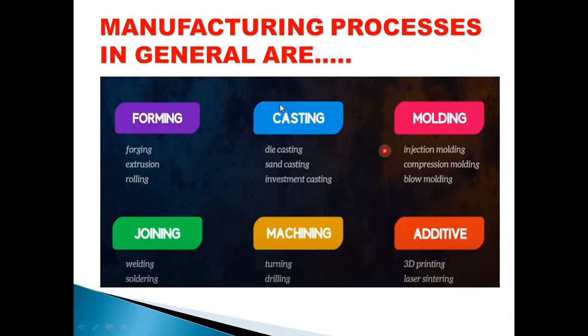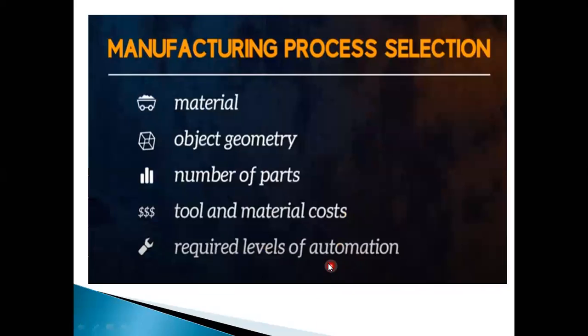Now, where I stopped exactly, that is different types of manufacturing processes in general. This is where I stopped in the last class. These are the various processes, right? Now, we'll see how to select a particular process.